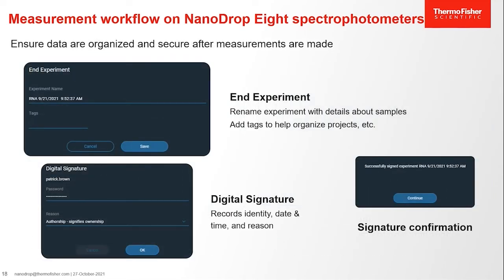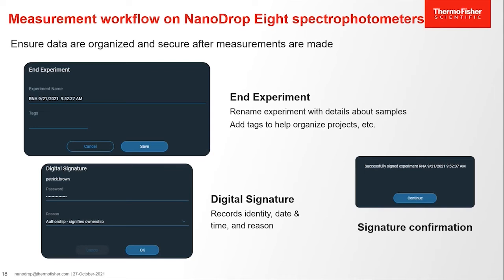Once you're finished making your measurements, you go to the top right and click on End Experiments. This is where you can edit the experiment name. You can rename it with the details of your sample or your project. If you need help organizing multiple projects, there's a tag feature such that when you go back into the data history, you can search for tags and pull up all of the data for that particular project. Once you're done, you click Save.